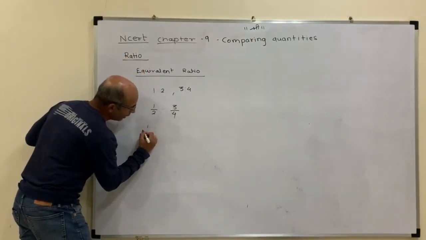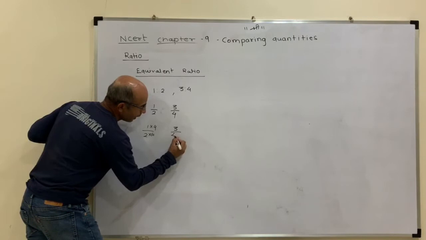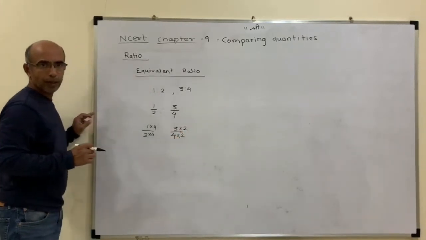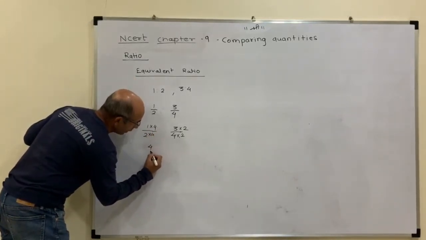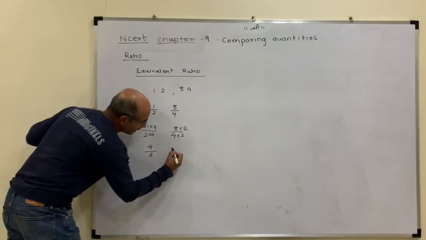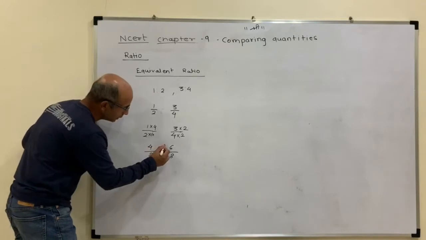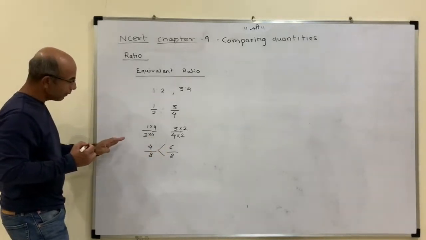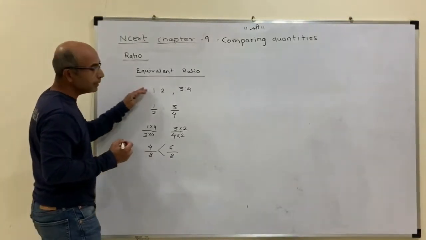So it will be 1 into 4 upon 2 into 4, and then 3 divided by 4 into 2, so I am multiplying by 2. You know how to compare the fractions. So now 4 divided by 8 and 6 divided by 8. Now which is the smaller one? This is the smaller one. So 6 divided by 8 is larger than 4 divided by 8. So we can say the comparison is this one.